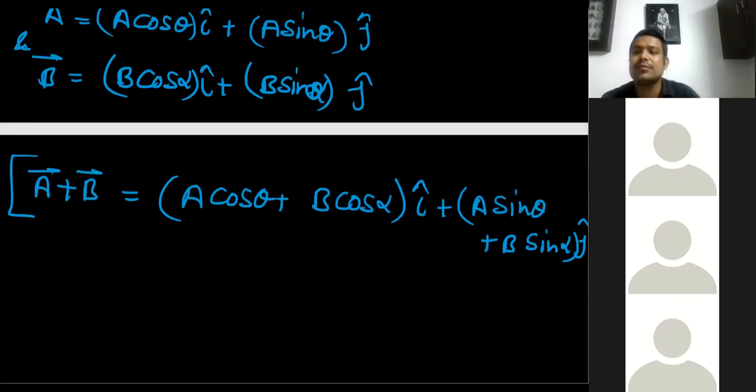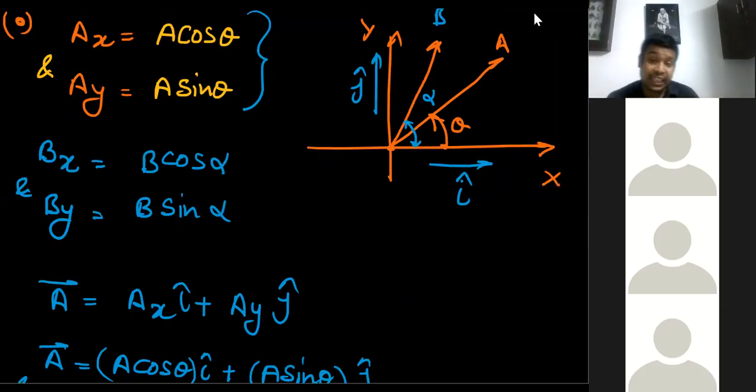Let us see again. If this vector makes an angle theta from the x-axis, then the x component of vector A is A cos theta. We are very comfortable determining the components along the x and y directions. Are you comfortable? Okay, so Ax is the x component and Ay is the y component. If the x component is A cos theta, then the y component is A sin theta.